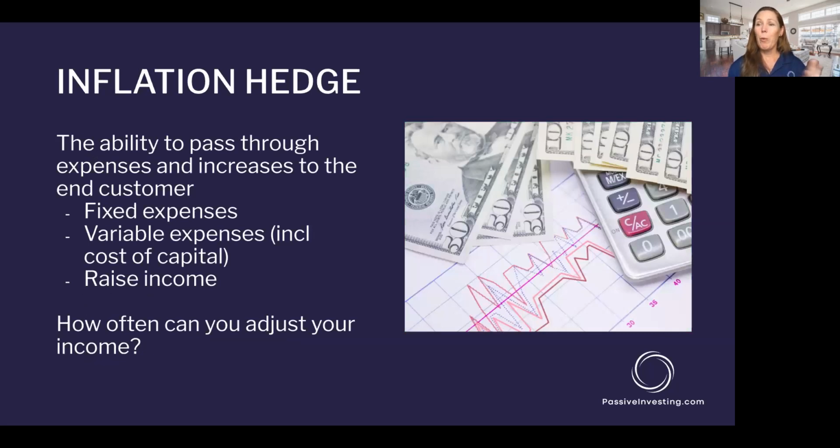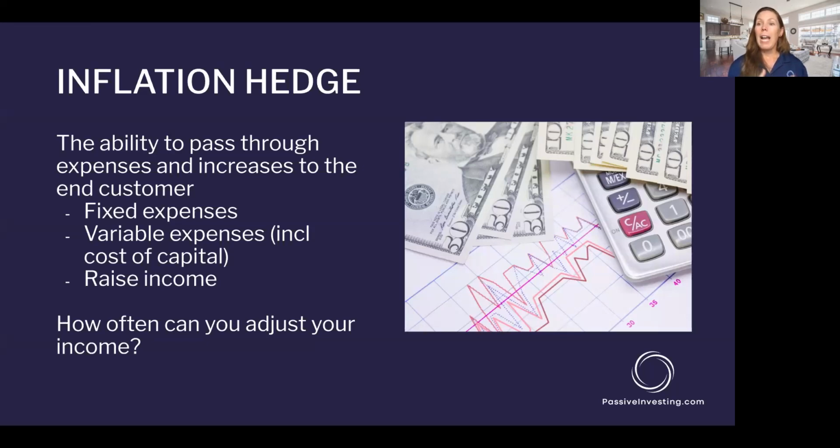All right, now we're moving beyond our 4 pillars. Now we're getting into our 3 rules, and I'm going to cover 2 of them right here. We want to make sure we're investing in assets that, especially in today's environment, have some sort of inflation hedge to them, where we have the ability to pass through expenses and increases to the end customer. Be it fixed expenses like tax increases and insurance increases, or our variable expenses, like our vendor contracts and stuff like that. We also want the ability to raise the income on the asset. So we want to be able to move that through.